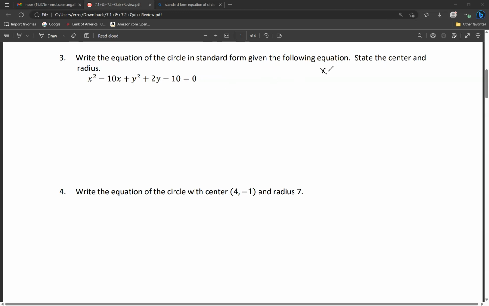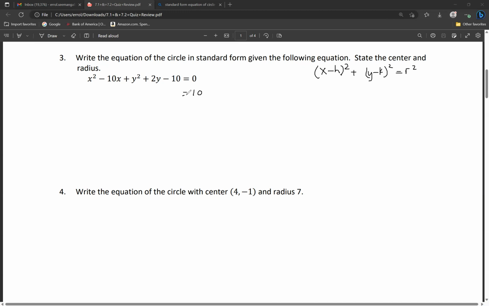We're just going to try to put it in the standard form of a circle. This is the standard form right here: x minus h squared plus y minus k squared equals r squared. We're going to take this and make it look like that. So what we're going to do first is move this 10 to the other side. So equals 10 on the right side.